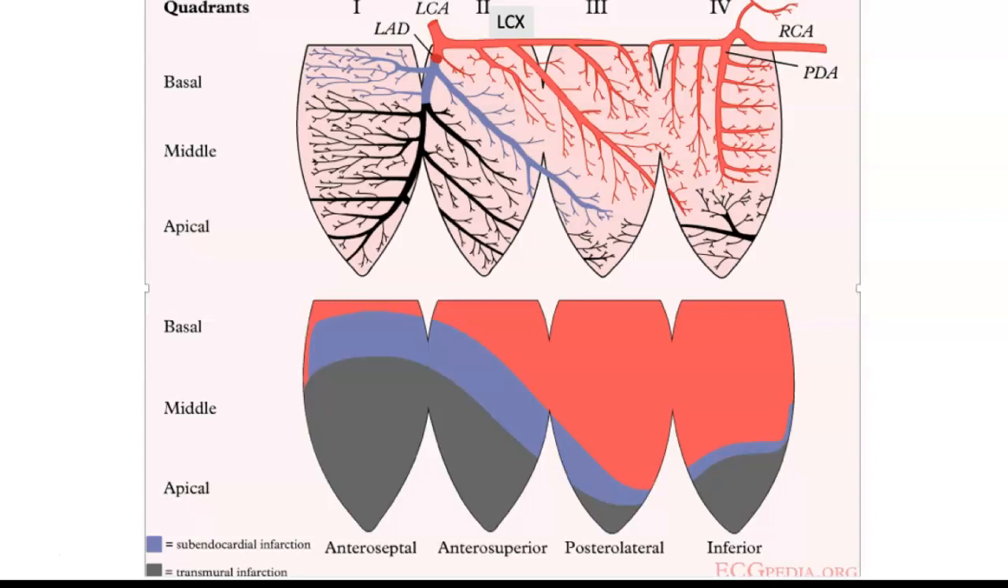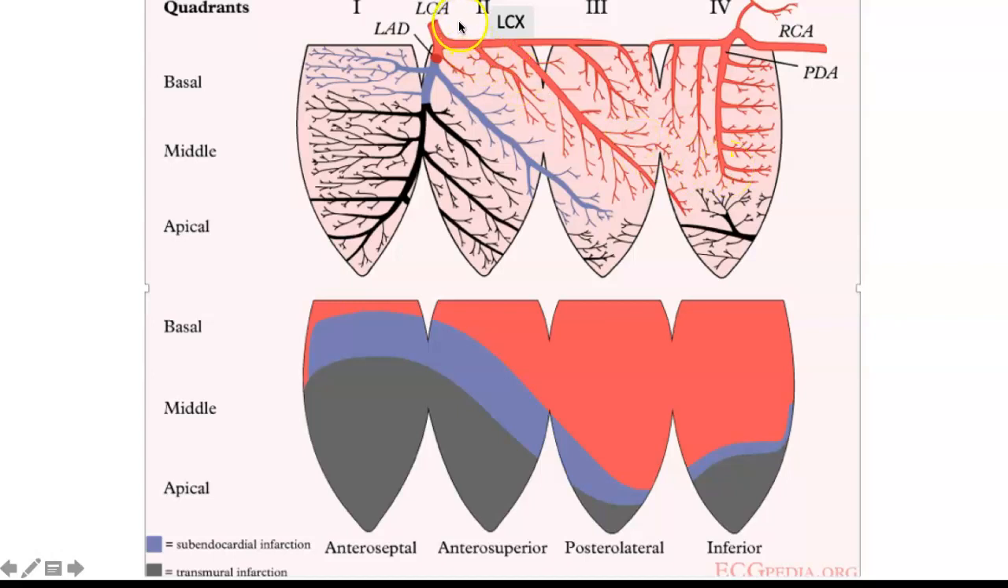I like this image because it shows you the extent of real estate that the coronary vessels are supplying. You can see here the left main coronary artery, which is labeled LCA on this diagram, gives off two branches, the left anterior descending and the circumflex. The circumflex heads off to the right side of the heart this way. Then there's the right coronary artery here, which is the right main, that gives rise to the posterior descending artery.